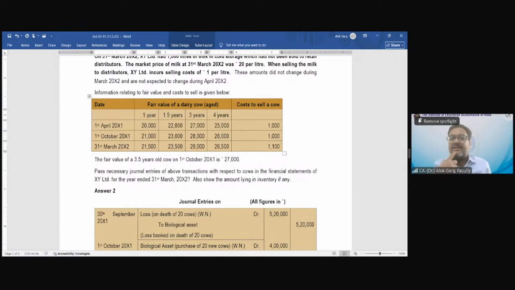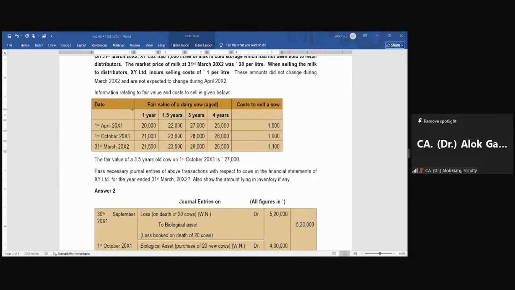What is the relevance of this 4 year, 3 year, 1 year, and 1.5 year? So why is the fair value given for all these 4 buckets? For different dates of recognition we need it, because certain cows grow and their fair value will increase for subsequent measurement.